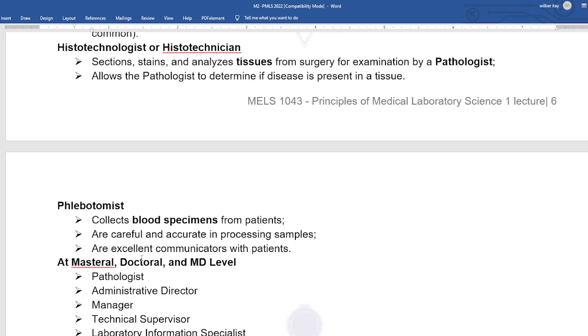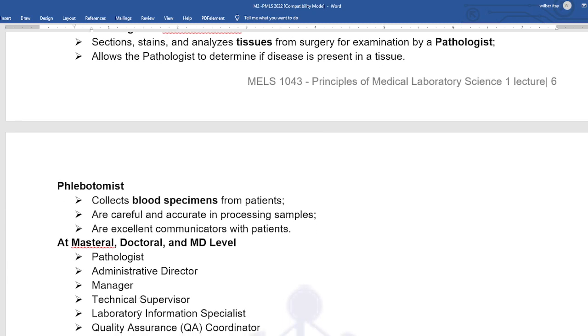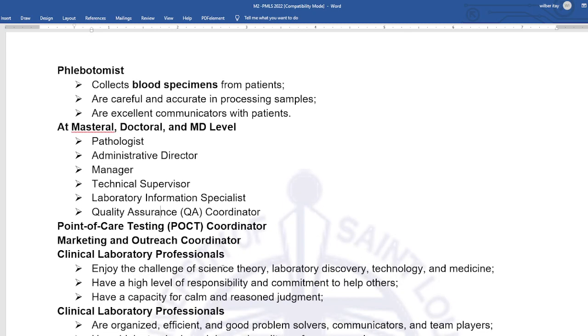At masteral or doctoral or MD level, medical technologist can become a pathologist. Guys, si pathologist, this is a doctor with a specialty about laboratory medicine. Mga doctor talaga sila. Okay? So, graduate sila ng medicine. You can be administrative director, manager, technical supervisor, laboratory information specialist, or quality assurance coordinator. You can also be a point of care, POCT coordinator. So, ito yung mga tests that are conducted beside the patient. Bedside testing, sabi nga nila, for point of care.